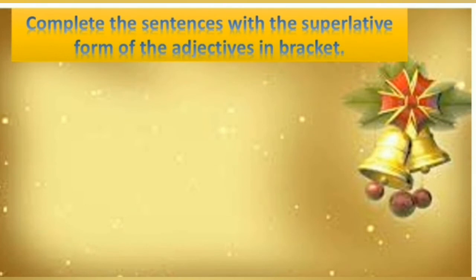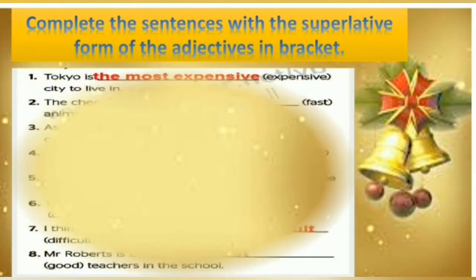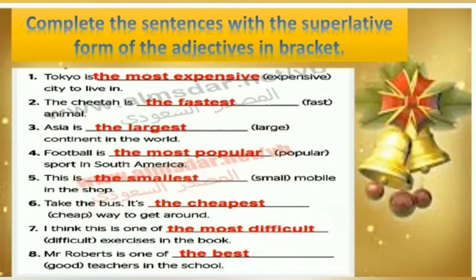Let us see few exercises. Complete the sentences with the superlative form of adjective. Here, one object or thing or person will be compared with many other persons or things. In that situation, we should use superlative degree. Tokyo is the most expensive city to live in. The cheetah is the tallest animal. Asia is the largest continent in the world.